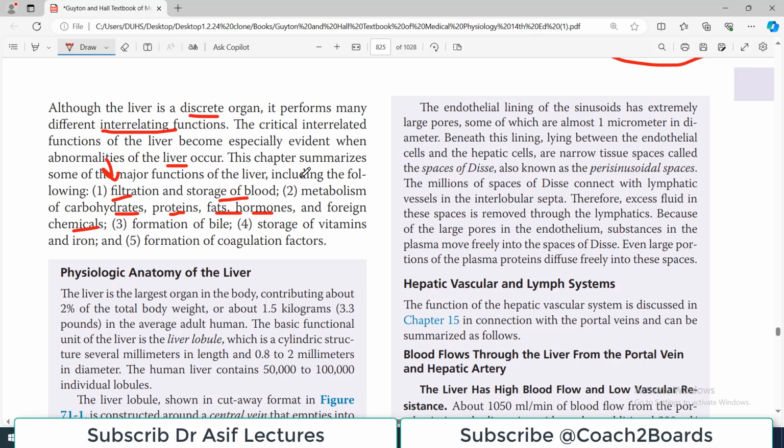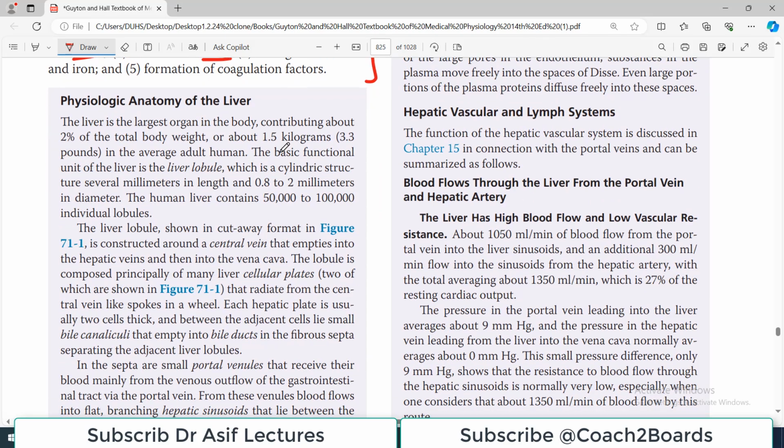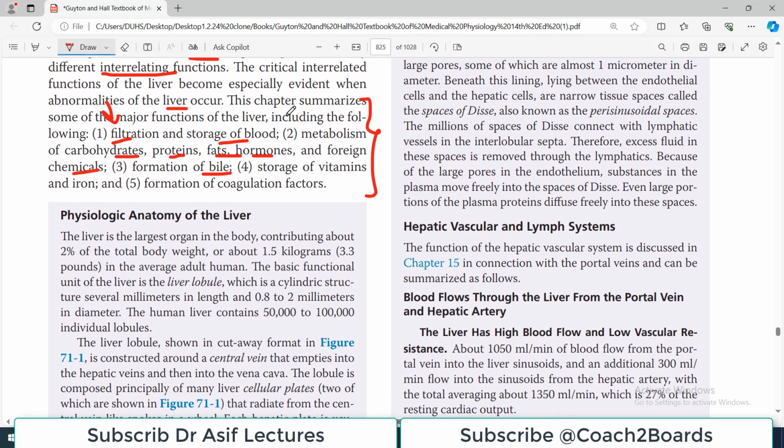The liver is obviously a metabolic factory. Then formation of bile, a very important function. Storage of vitamins and iron, and formation of coagulation factors. The liver produces a lot of different proteins, and coagulation factors are amongst the very important ones. These are the major functions that we will touch upon in this chapter, although these are not the only functions. The liver is such a versatile factory. It stores glycogen, and it does a lot of different things.